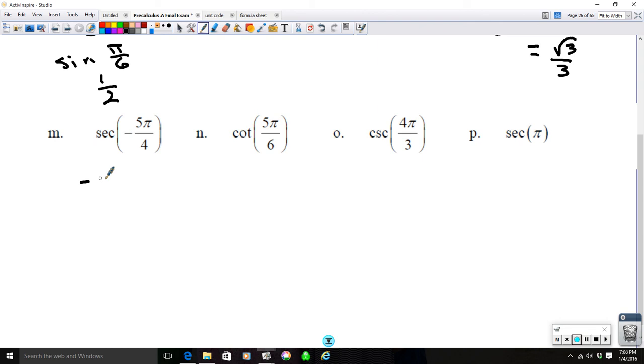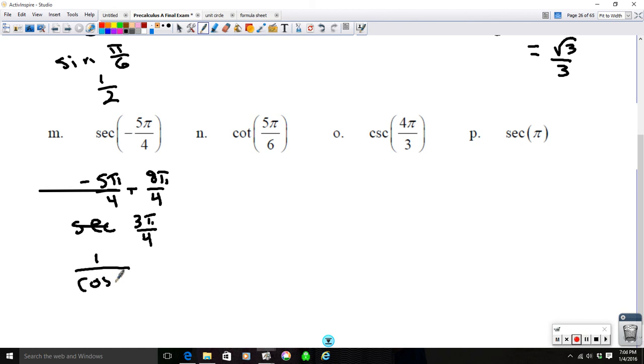Negative 5 pi over 4 again is not on that unit circle. So we're going to take negative 5 pi over 4 and add 2 pi, which is going to be 3 pi over 4. So we're finding secant of 3 pi over 4. Now, secant's not really on the unit circle. It's the reciprocal function for cosine. So this is really 1 over cosine of 3 pi over 4.